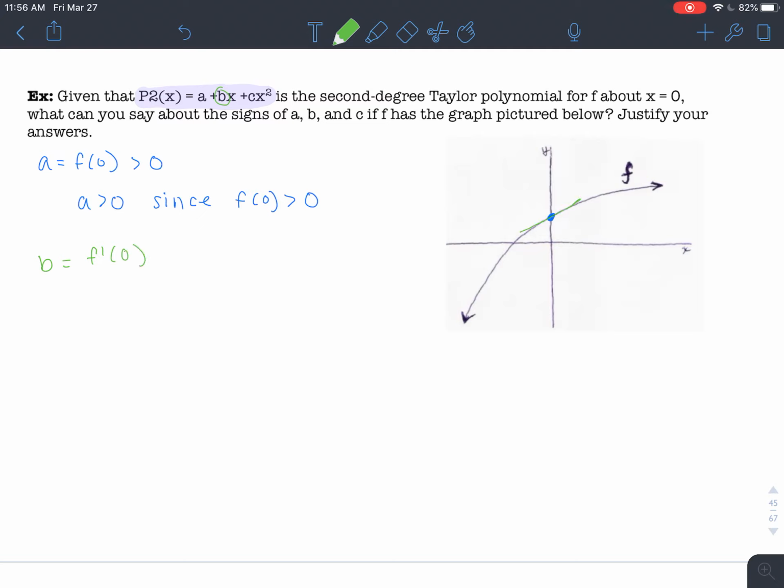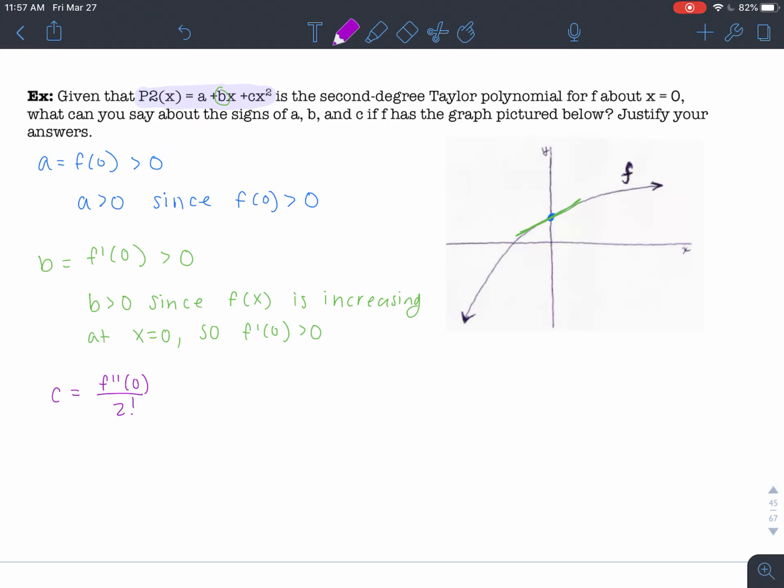For our b value, b is equal to our first derivative at 0. So for our first derivative, we go ahead and draw that tangent line here. It looks like our function is increasing over this interval, so our first derivative is greater than 0, so we're going to say that b is also positive since f of x is increasing at x equaling 0. So the first derivative at 0 is greater than 0.